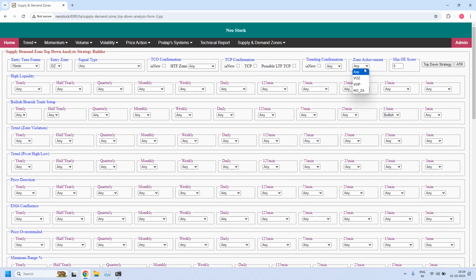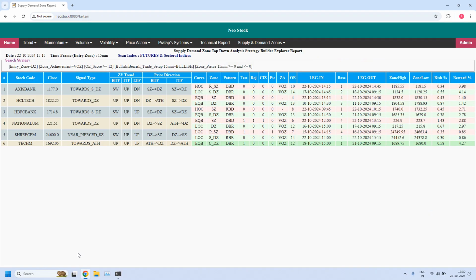Zone achievement violated, opposing zone, minimum order hands score 12. All the 3 filters are applied to 15 minutes demand zone. We got 6 stocks. Currently all these 6 stocks are supporting bullish trade setup for daily income trade, that is entry time frame 15 minutes.